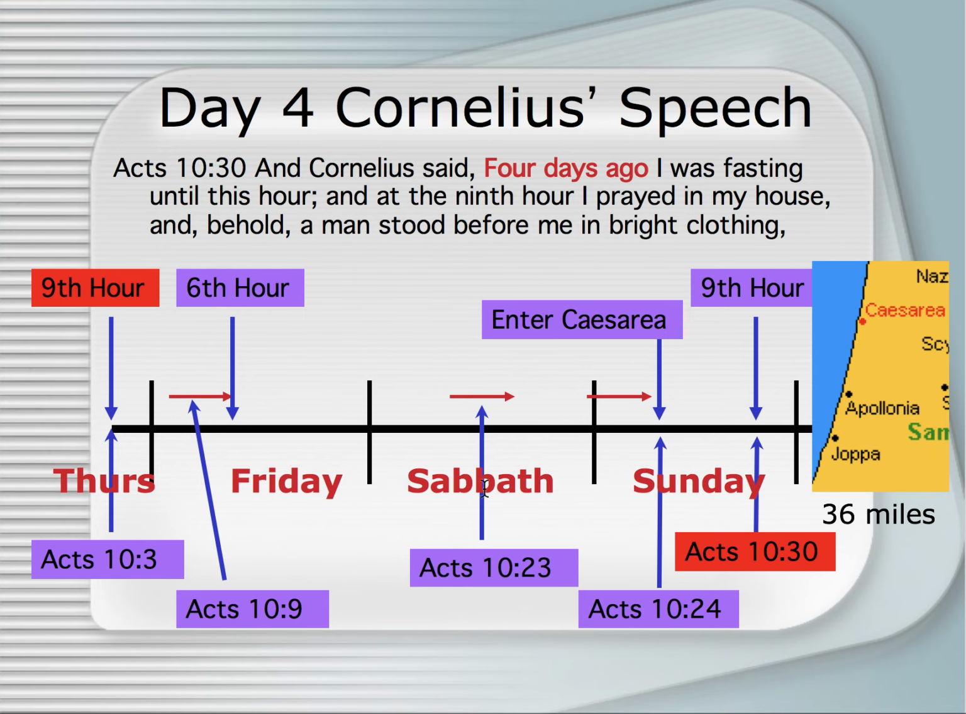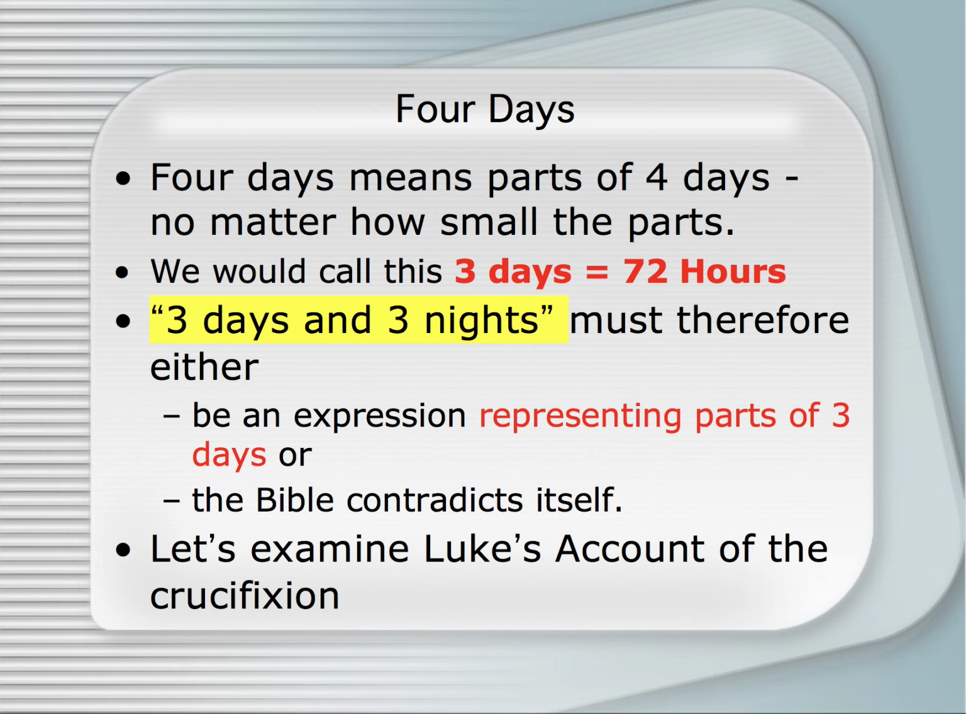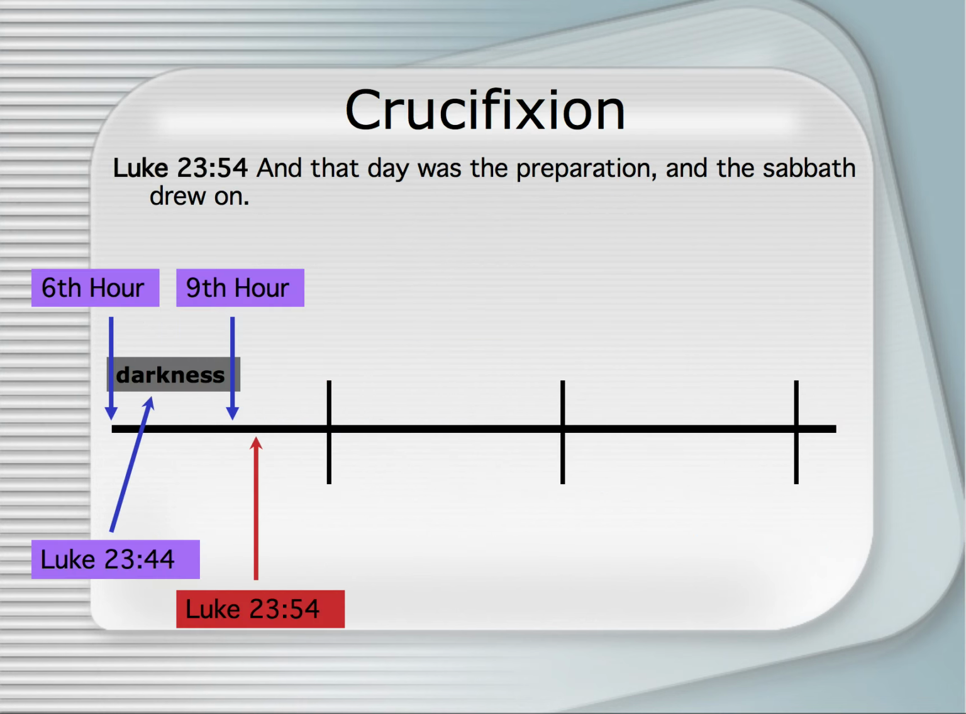So 4 days means parts of 4 days, no matter how small the parts. We would call this 3 days or 72 hours. 3 days and 3 nights in the tomb must therefore either be an expression representing part of 3 days, or the Bible contradicts itself. And we're going to go a little bit more detail into that later. But let's examine Luke's account of the crucifixion. Since it's Luke who wrote Acts chapter 10, let's see what Luke describes as the crucifixion.